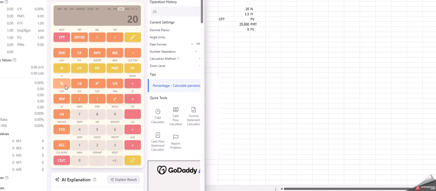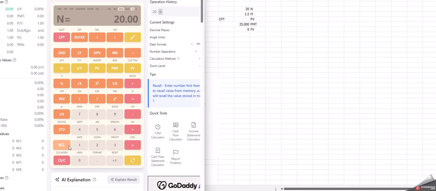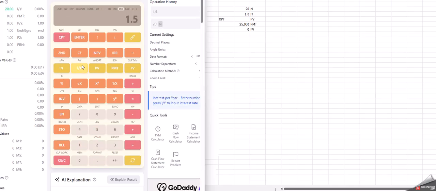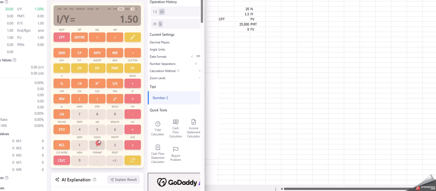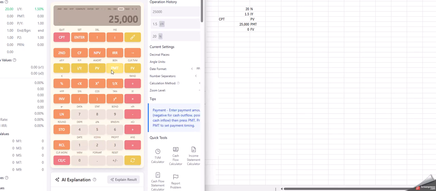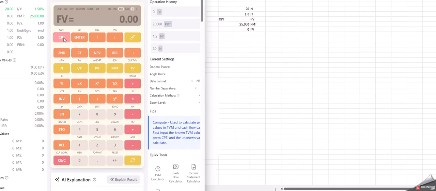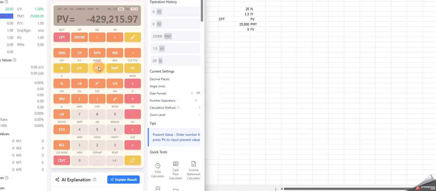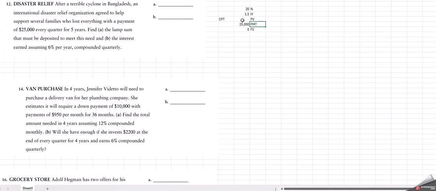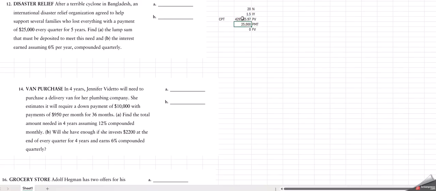Okay, so it's a free app on the computer for the financial calculator, similar to the emulator that I bring up. So 20, type that in, push N, 1.5 is the IY, 25,000 is our payment, zero out the future value, and then now tell the calculator to compute the present value. So 429,215.97. That would be the lump sum that must be deposited today.